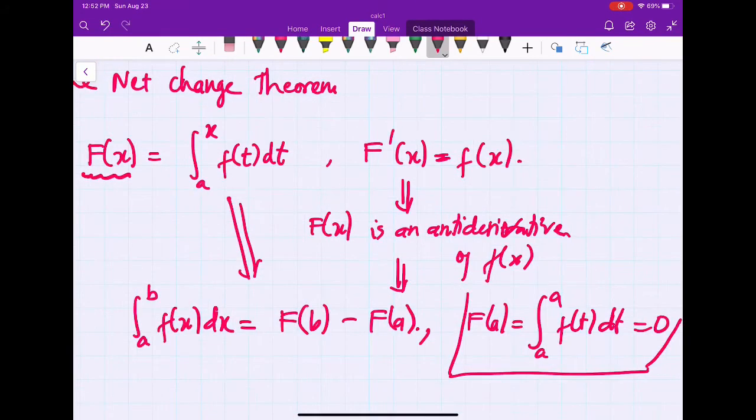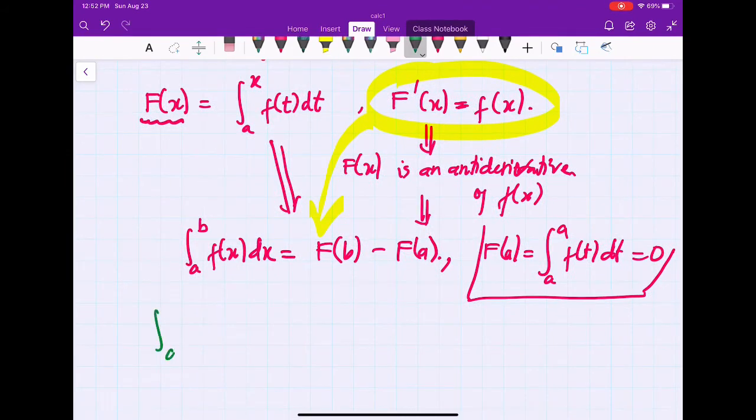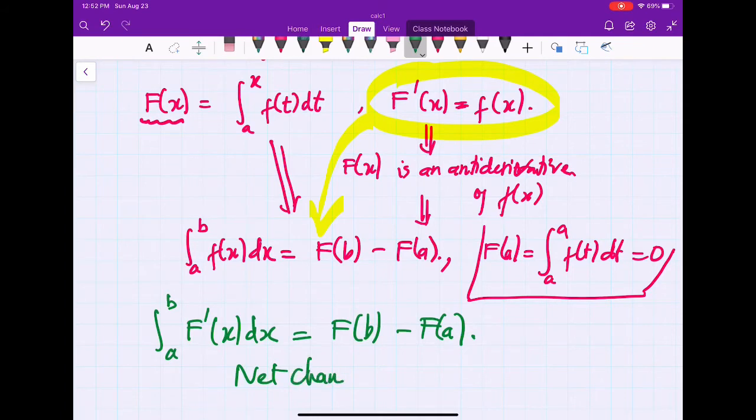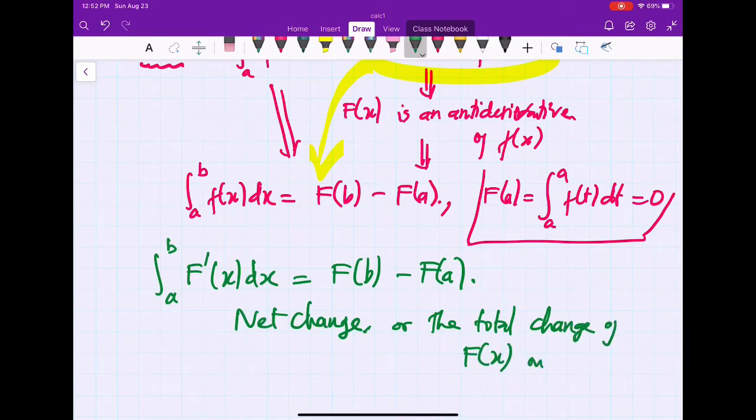You see that? And now you might plug this into this formula. You get the following. The integral from a to b of F derivative x dx equals F(b) minus F(a). And this is called the net change, or the total change, of the function F capital on the interval a and b. That is about the net change theorem.